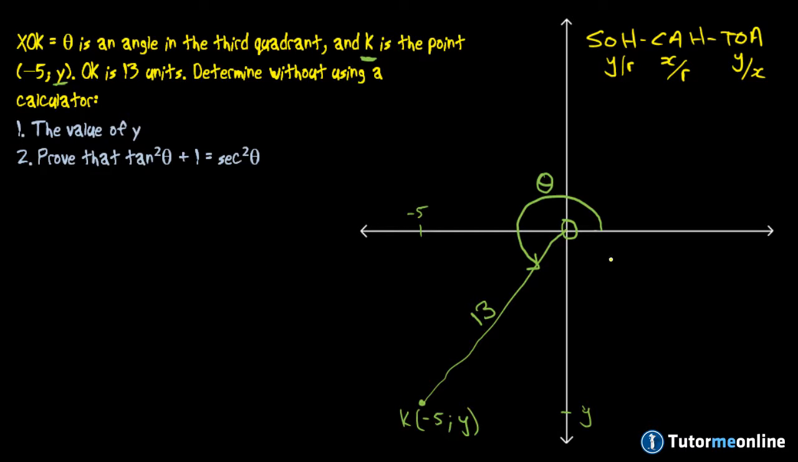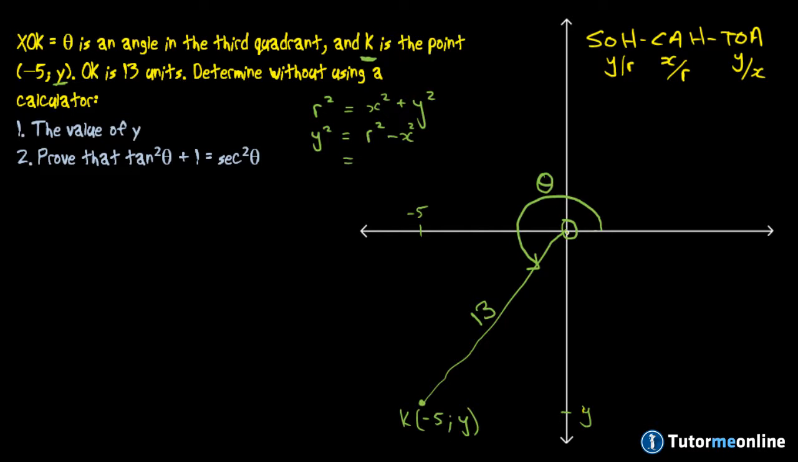Then the next step would be to determine the value for y. So we'll use the theorem of Pythagoras to determine the side y. The theorem of Pythagoras says that the hypotenuse squared is equal to the sum of the adjacent squared plus the opposite squared. We need to solve for y, so we need y alone on one side of the equation. So y squared is equal to r squared minus x squared.